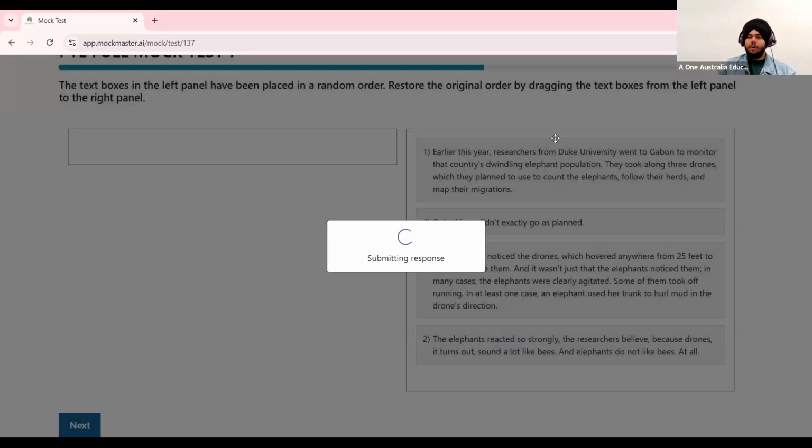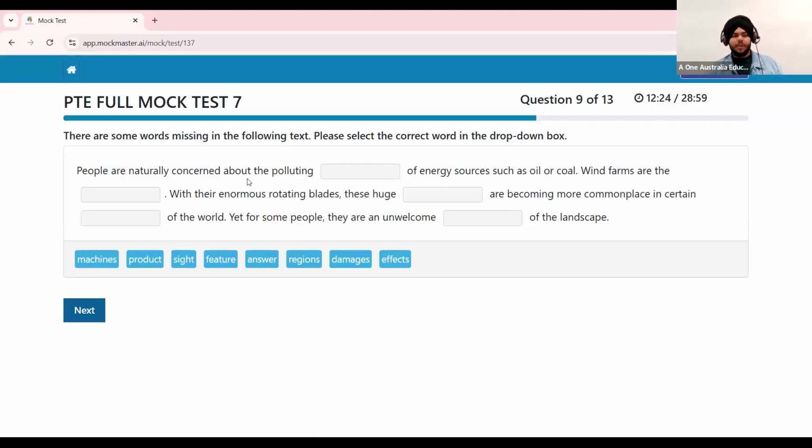Okay. Now coming to the fill in the blanks reading part. Guys, the same things we apply here. People are naturally concerned about the polluting dash of energy sources. About the polluting, see, it can be polluting damages, but I don't think I can pollute damages, right? So it would be polluting effects. Wind farms are the dash. Wind farms are the answer.